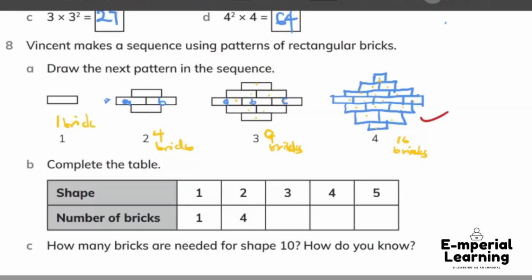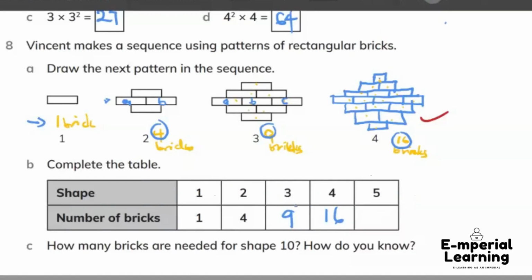Nice one. Okay. So part B says we have the shapes 1, 2, 3, 4, and 5. And so the number of bricks for shape 1 is 1, as you can see over here. The number of bricks for shape 2 is 4. The number of bricks for shape 3 is 9, as we counted. So we put 9 here. The number of bricks for shape 4 is 16. So we put our 16 here.